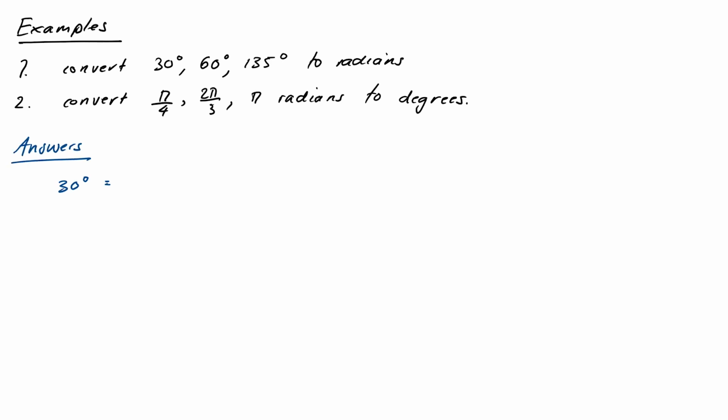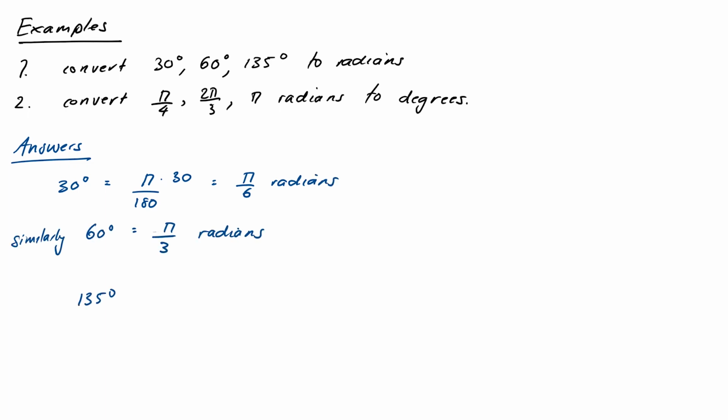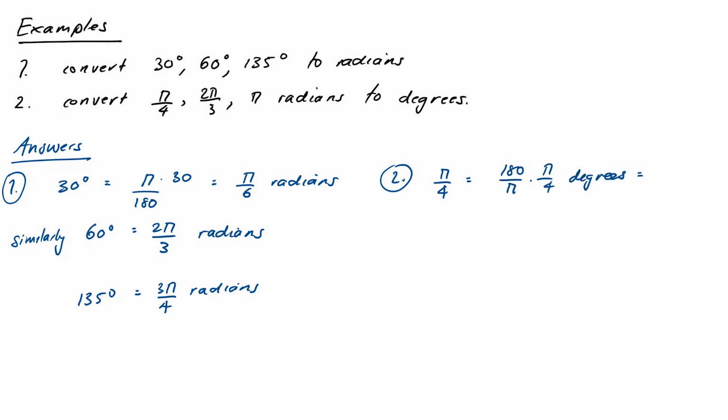Okay, now hopefully, I'll just do a couple of them. 30 degrees, well that's going to be 30 times pi over 180, which works out to be pi over 6 radians. Doing the same kind of thing, you'll get 60 degrees is pi over 3, 135 degrees is 3 pi over 4. Notice I'm simplifying my fractions as I go here. And finally, doing it the other way around, pi over 4 radians, well, I multiply that by 180 over pi, which will give me 180 over 4, which is 45 degrees. By the same token, 2 pi over 3 radians, that's 120 degrees, and pi radians, that's 180 degrees.